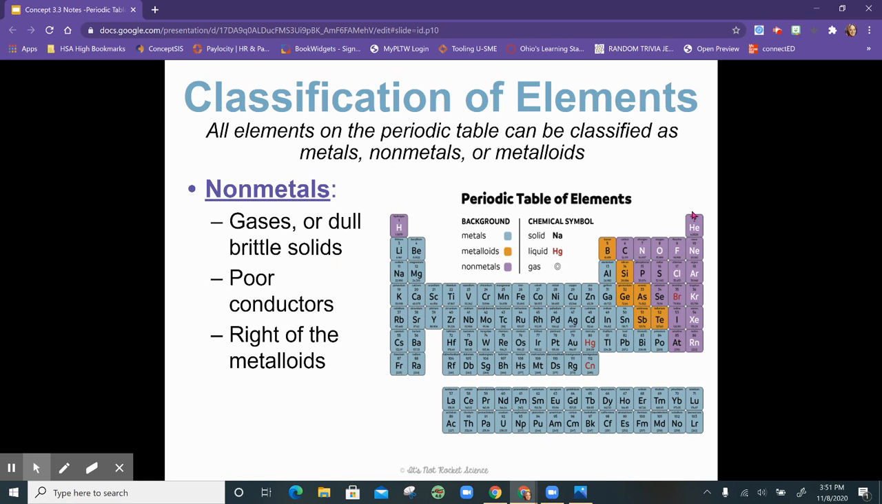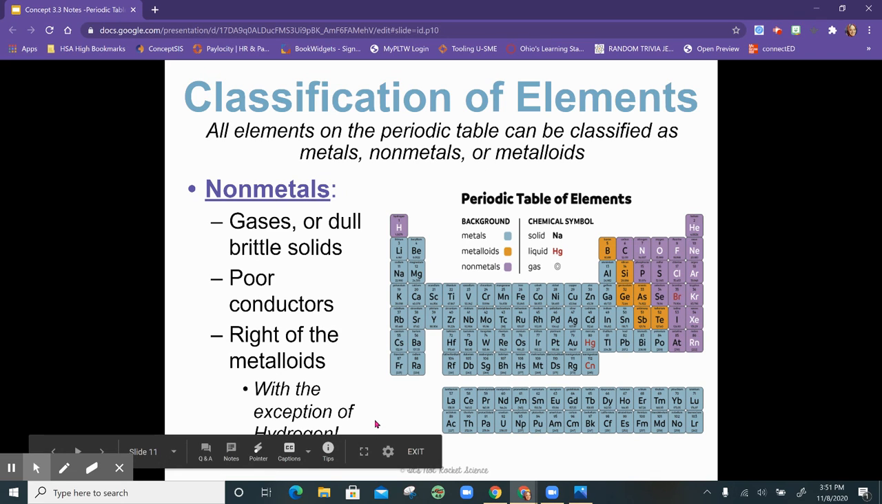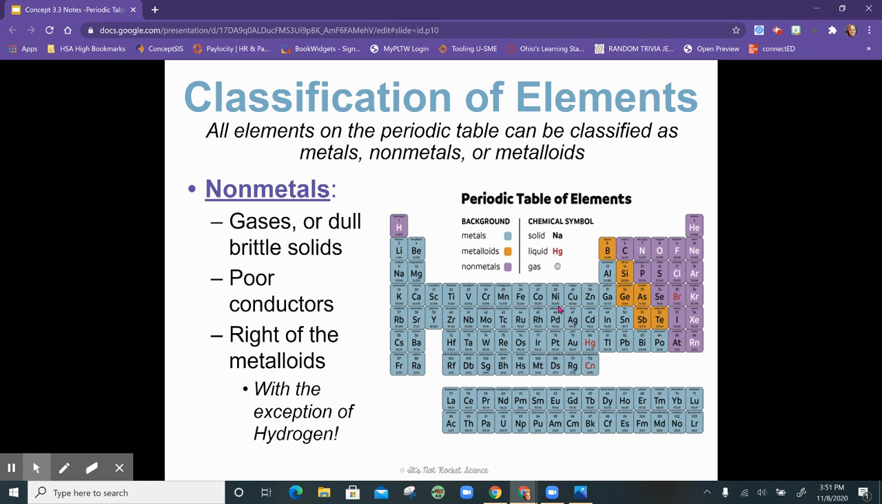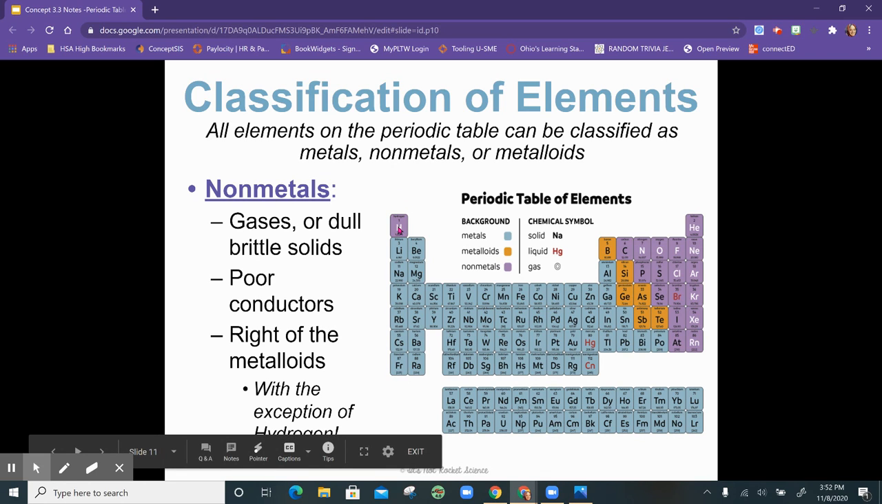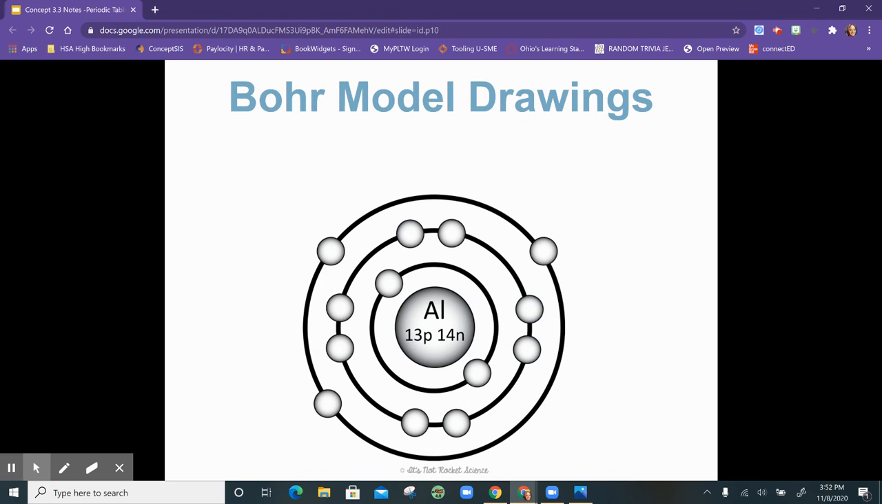On the periodic table, they're located on the right side of the metalloids, with the exception of hydrogen. Hydrogen is not among them because it has only 1 electron in the outermost shell. That's why it's located in group 1, because it has only 1 valence electron in its outer shell.